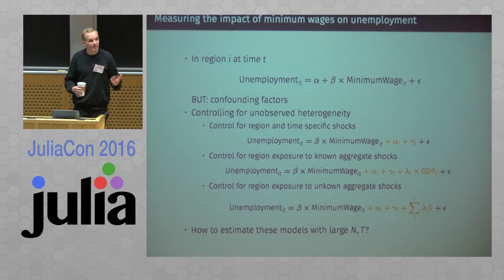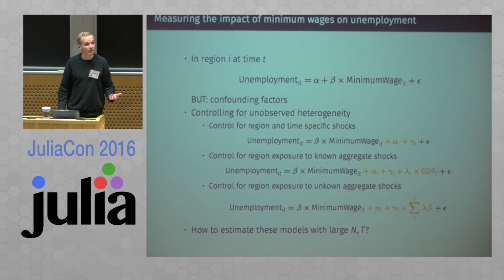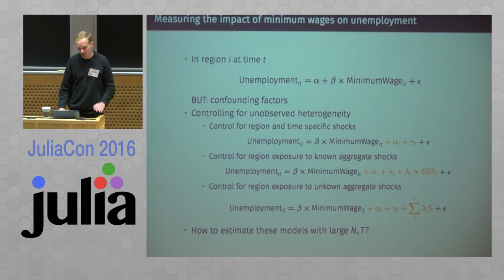These are fairly straightforward to estimate, except that we have a lot of variables. For instance, alpha_i corresponds to n different regressors: one regressor, one dummy, for each different region. So it's actually hard to estimate this kind of model, and what I did in Julia is to facilitate the estimation of these three different models.